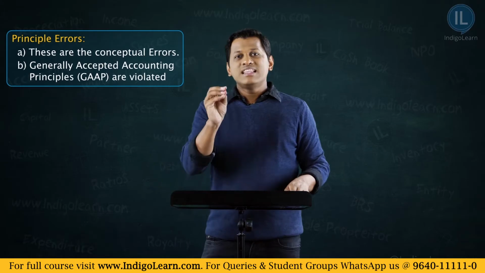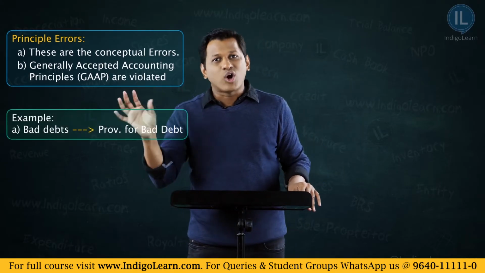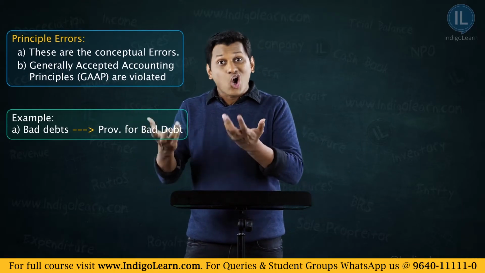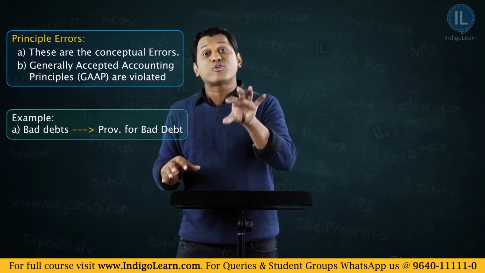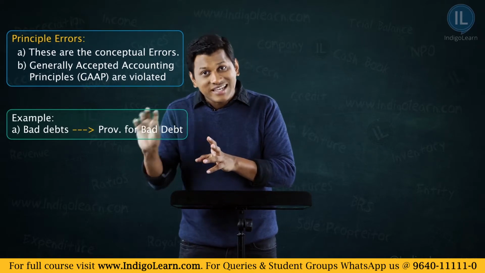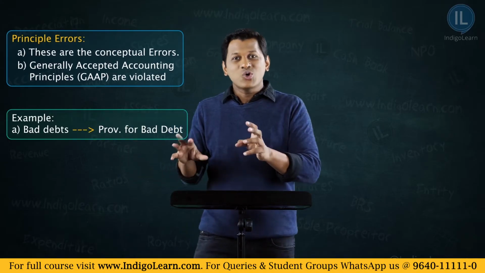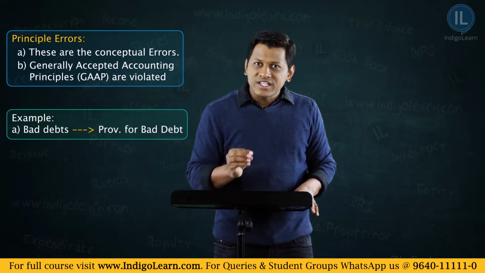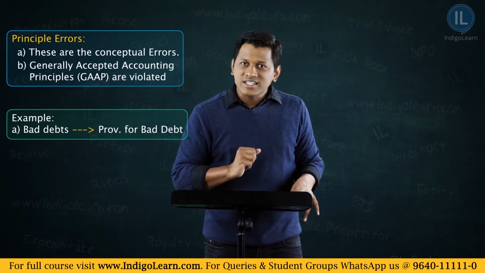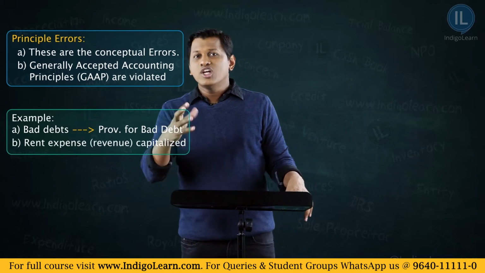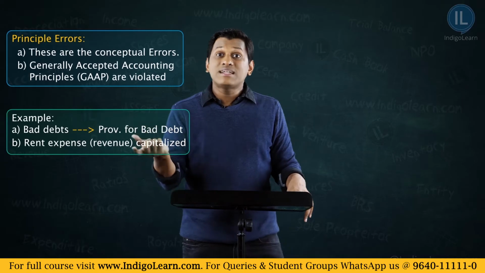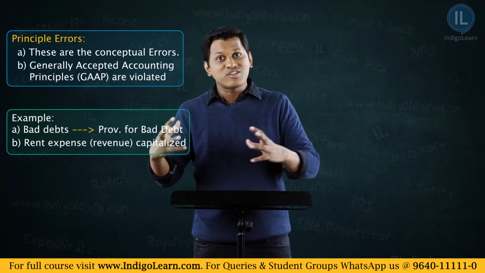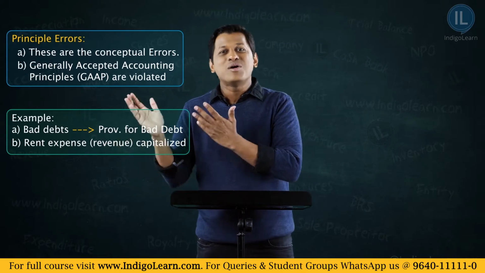Let me give an example. There is a bad debt which you want to record. When you have to record bad debt, maybe the accountant wrongly accounted as if you are creating a provision for bad debt. So bad debt writing off is different from provision for bad debt. So you giving this treatment for that is basically a principal error. Similarly, there is an expenditure which you are incurring towards rent. Now that rent expenditure should have normally been a revenue item, but the accountant wrote that as if it is a capital expenditure. So as if some asset is being purchased. So that again is a principal error.